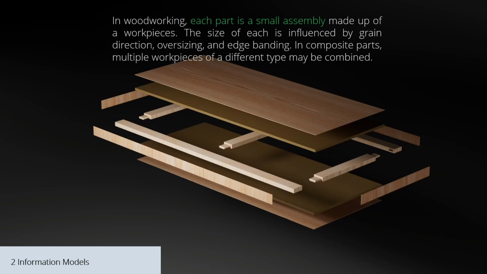And moreover, if we work with composite parts, then we have even more workpieces of different types. Let's say we have profiles in the center, and those profiles are measured by length. We have boards on both sides, they are measured by area. And finally, we may have something else, like say cover materials, which can also be measured by area if they are veneer sheets, or they can be measured by length if they are edge banding.